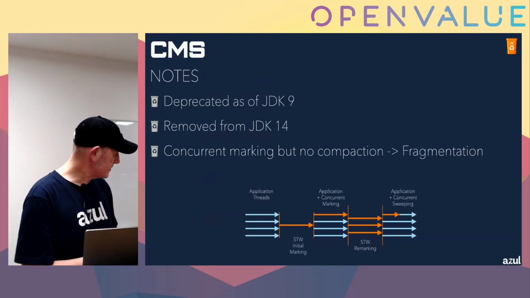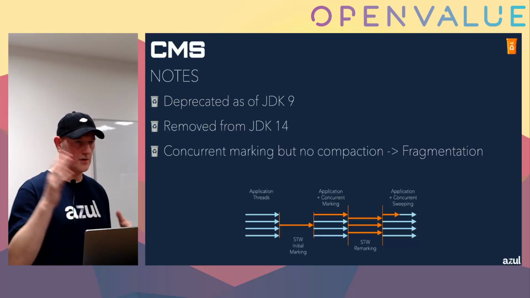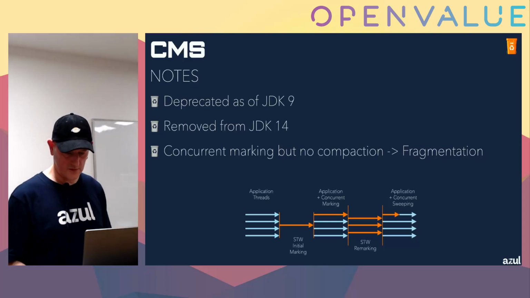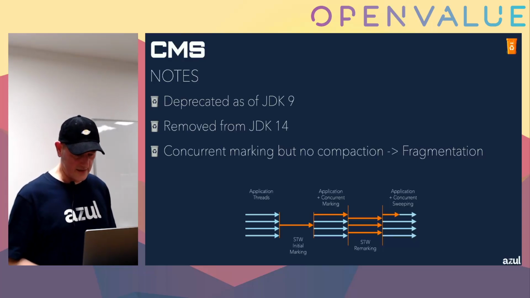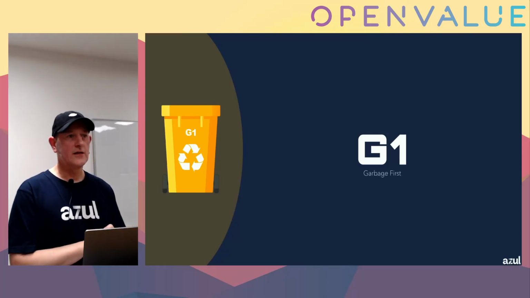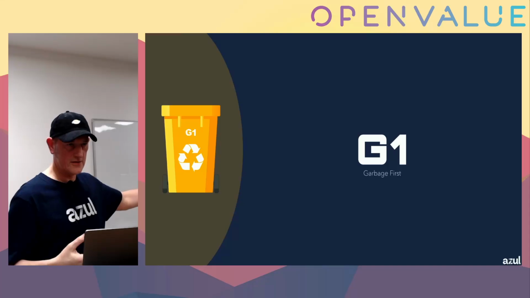It was deprecated in JDK 9 and removed from JDK 14, so if you're in 15 and above, then you won't even be able to switch it on. It's not there. It was completely removed. This leads me to this one, which is a very nice one, G1. Probably everybody knows that, right? This is the default collector these days.